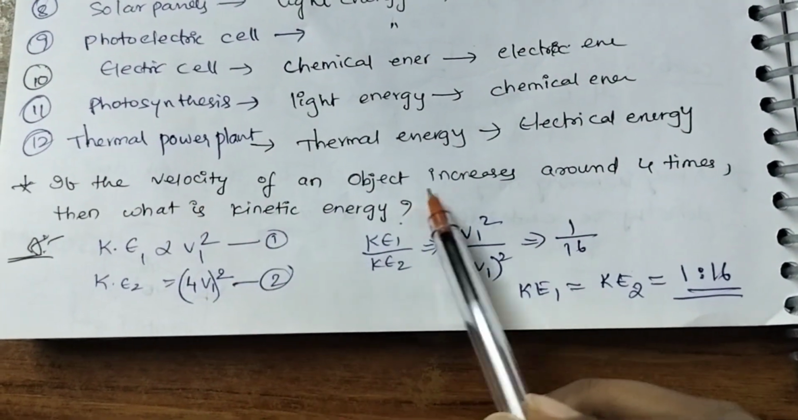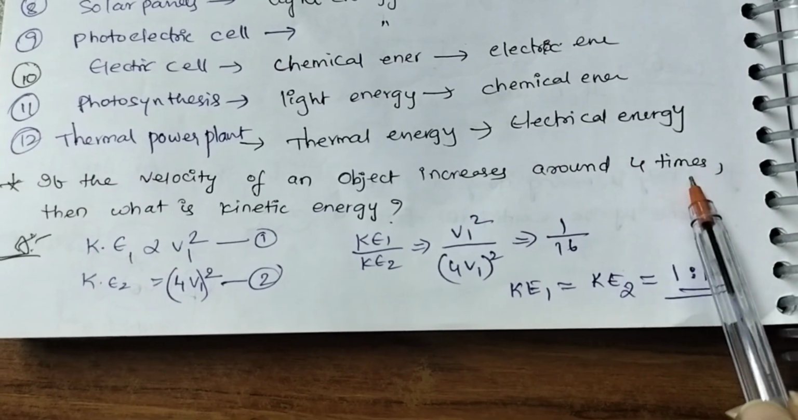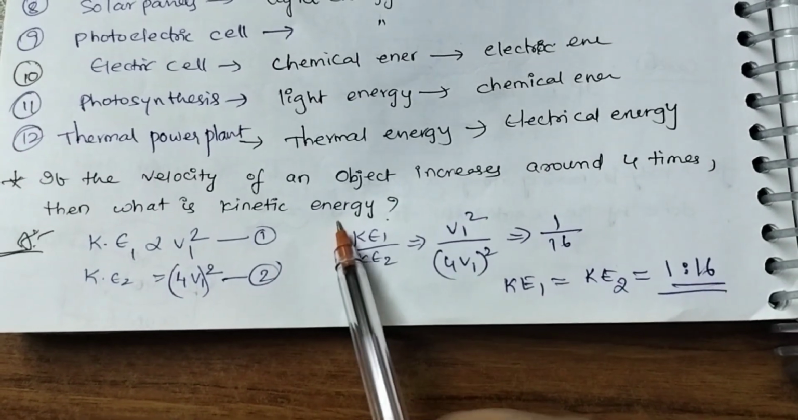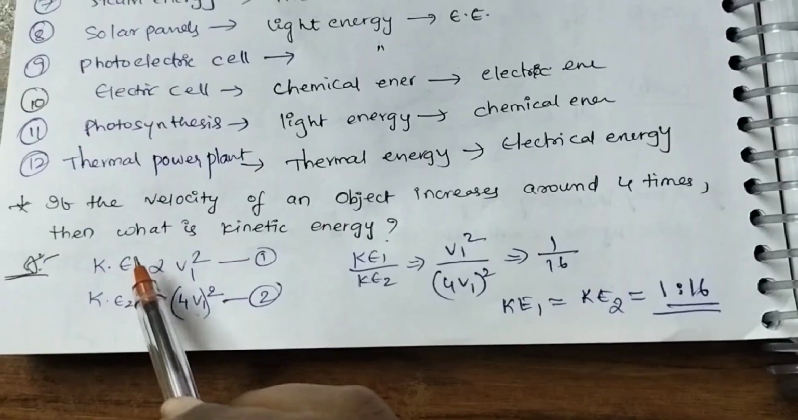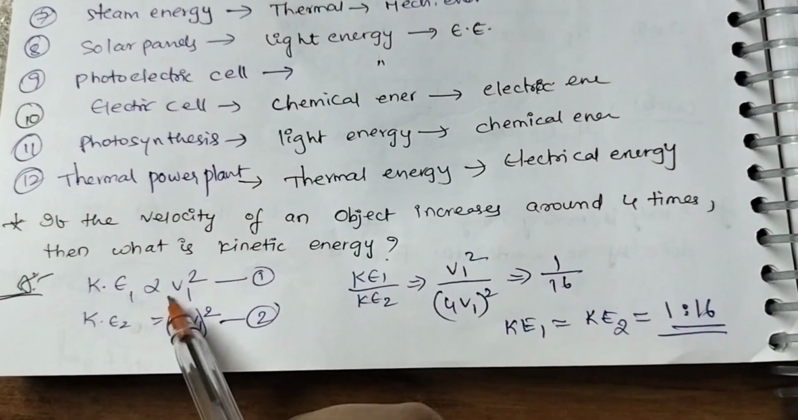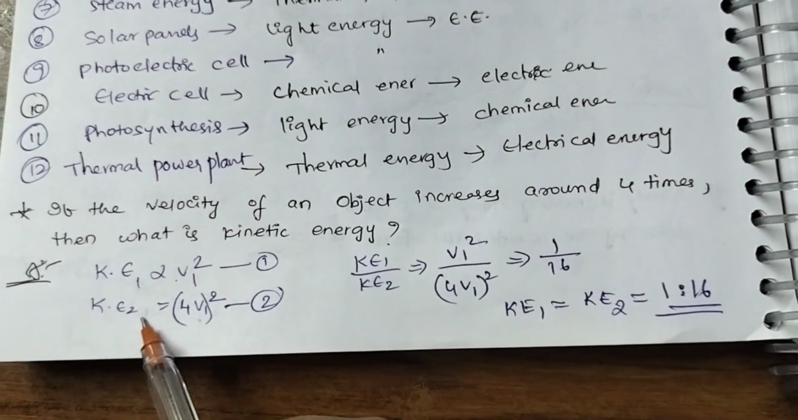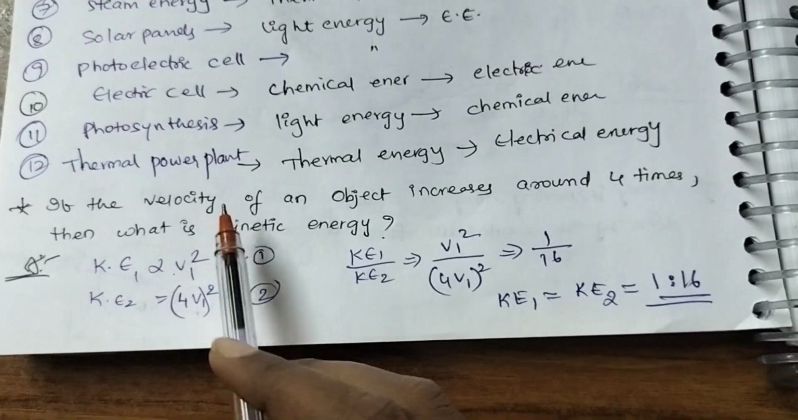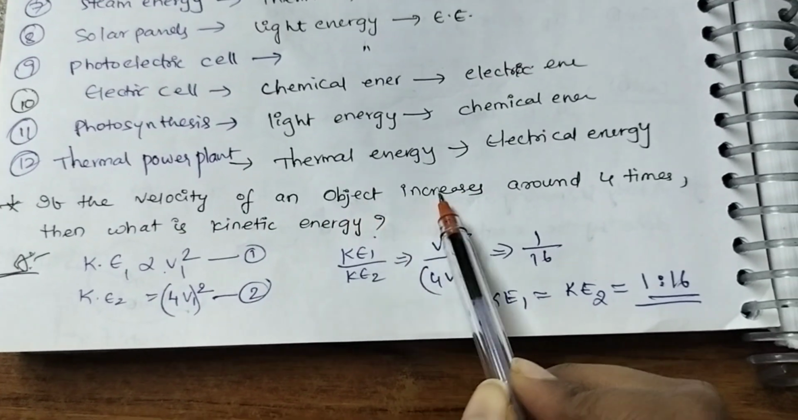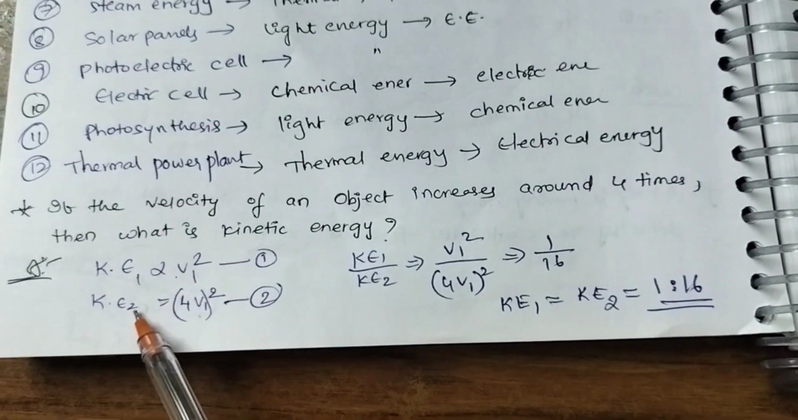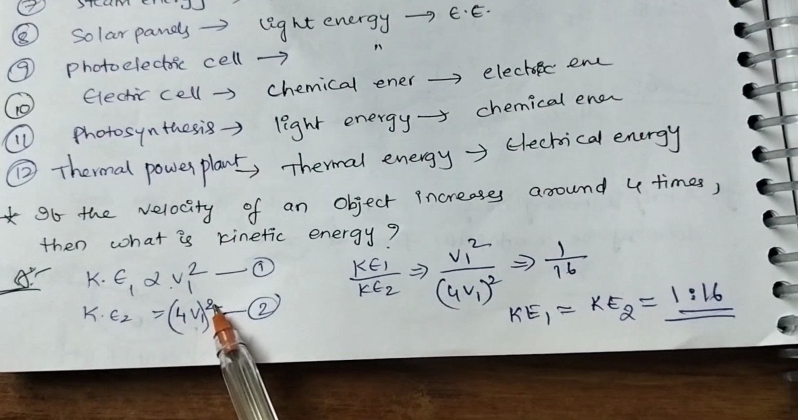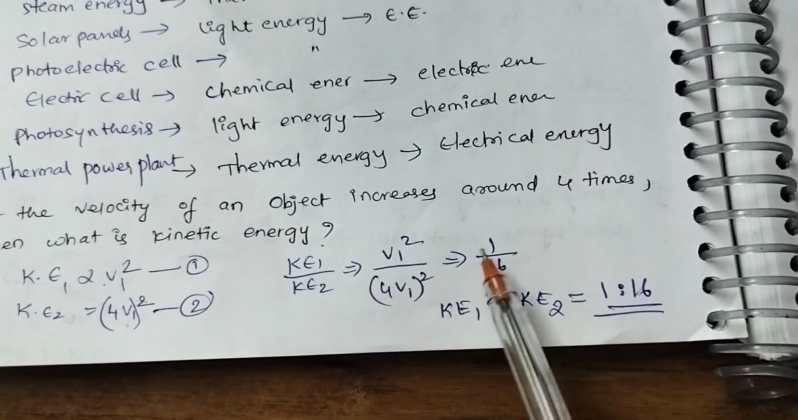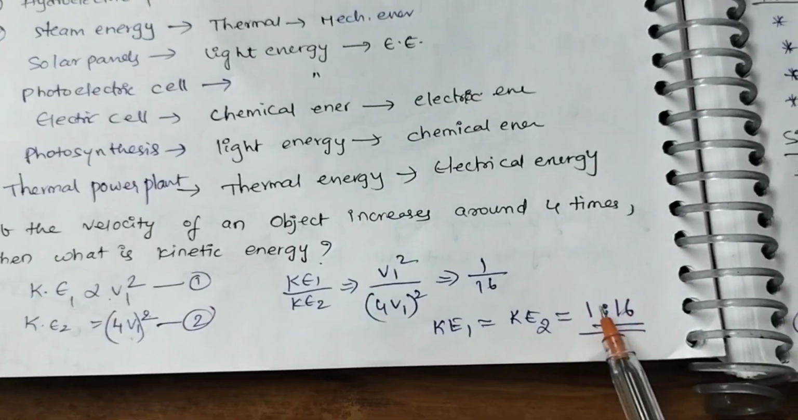If the velocity of an object increases around 4 times, then what is kinetic energy? As we saw here, kinetic energy depends on velocity. So KE1 is directly proportional to V1 square. What they told is that the velocity of an object increased by 4 times. So KE2 is equal to 4 times of V1 square. Then by solving, we will get 1:16.